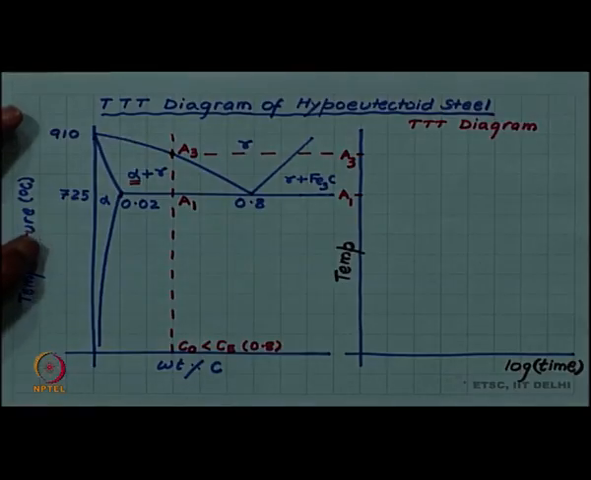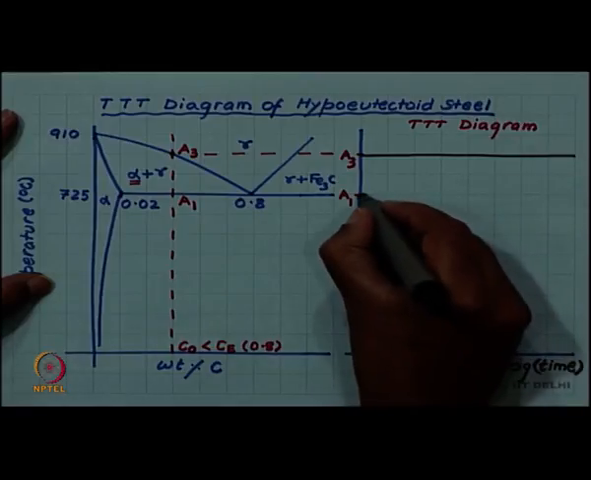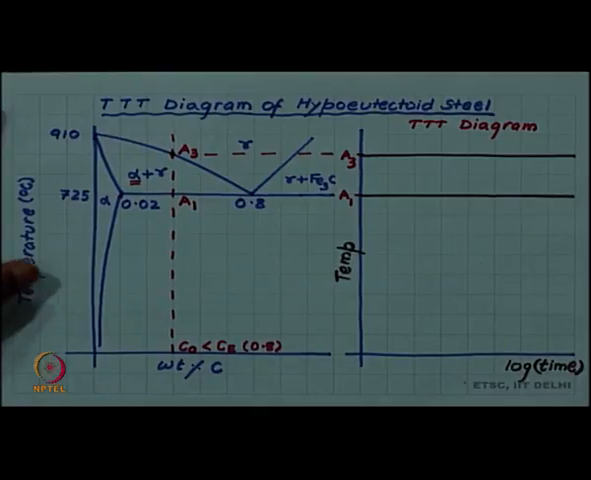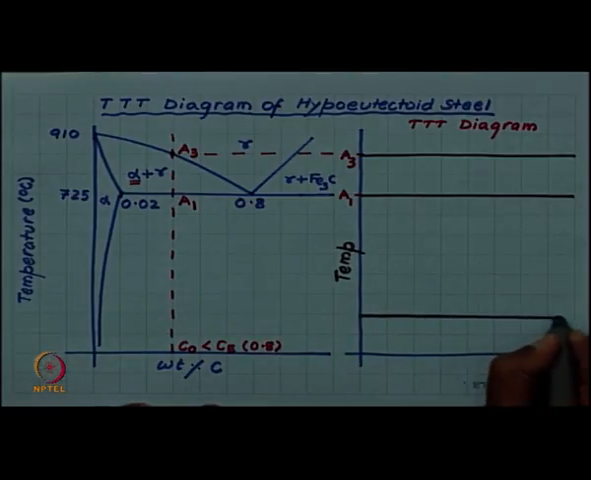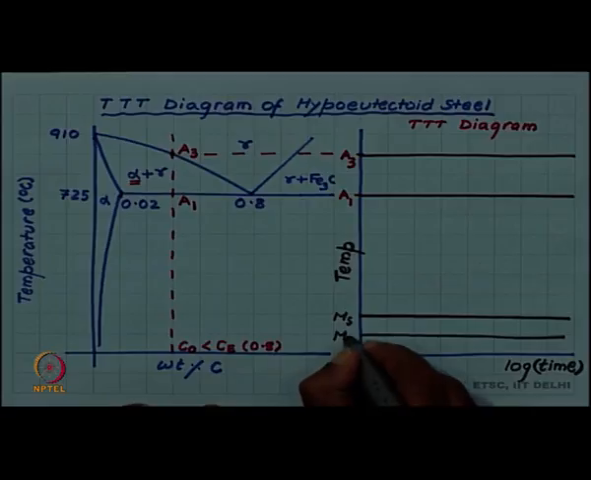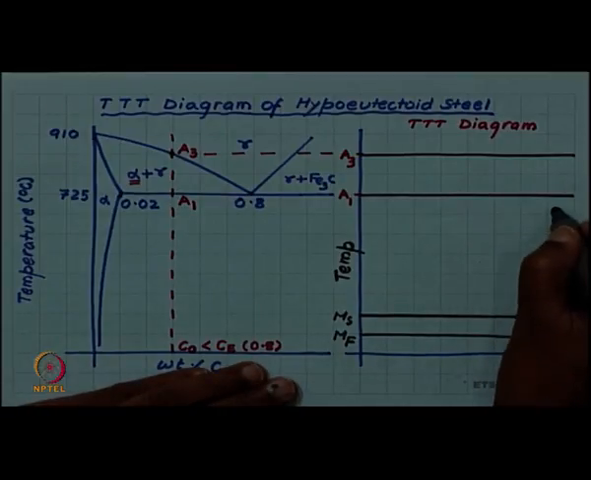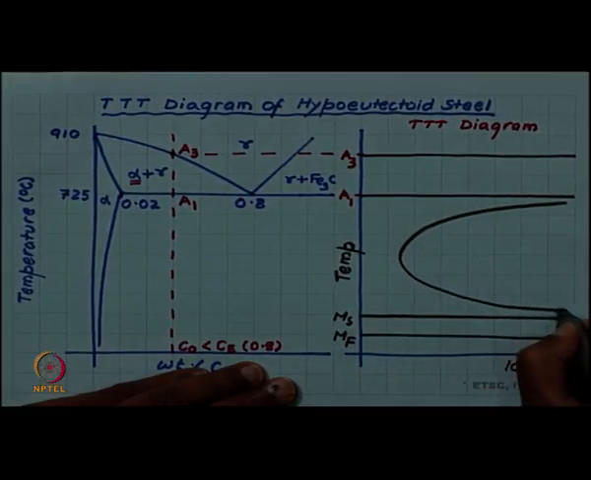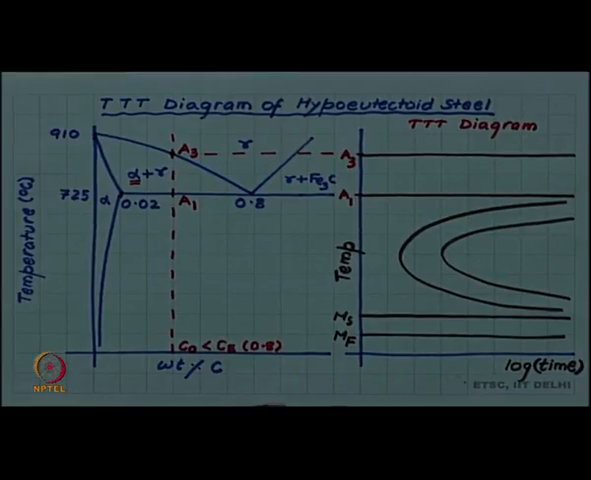So, this is going to be the TTT diagram for hypoeutectoid steel. There is a horizontal line corresponding to A3 and a horizontal line corresponding to A1, and of course, lower down, just like for eutectoid steel, you will have a horizontal line for MS, martensite start, and MF, the martensite finish. And then you have the C curves for the transformation, and just like for the eutectoid steel, you have two C curves for start and finish to alpha plus Fe3C formation.